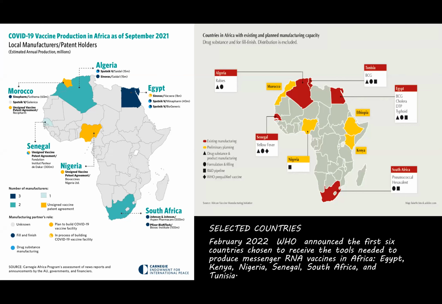Now, if you look at the right, you see another one, which is what WHO currently selected from the countries that applied, 6 of them. These are the first 6 countries. The aim is to get as many countries as possible involved in this. If you were producing vaccine before, can you upgrade your facility to add COVID vaccine? So the 6 countries selected to receive the transfer of technology to produce messenger RNA were Egypt, you mentioned them, Kenya, Nigeria, Senegal, South Africa, and Tunisia.